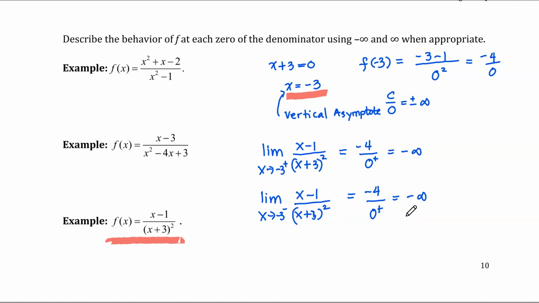So that means the left-hand limit and the right-hand limit as x approaches -3 are both equal to -infinity. From here, we could also say that the limit of our function f of x as x approaches -3, so if you remove the sign, you can then say that this is equal to -infinity.